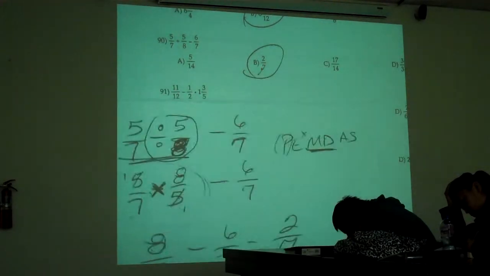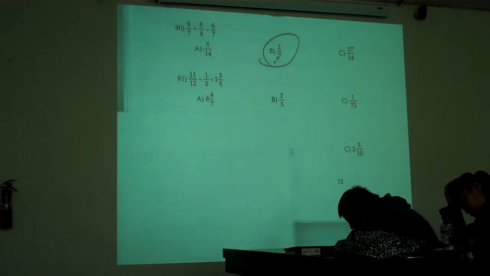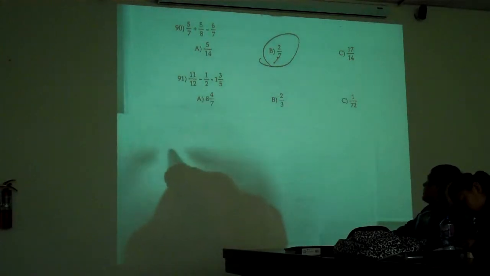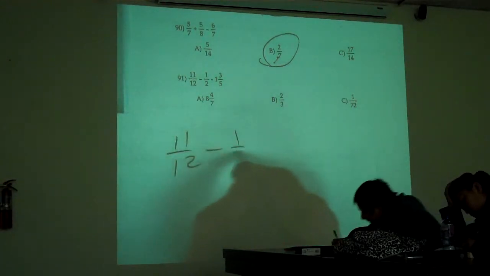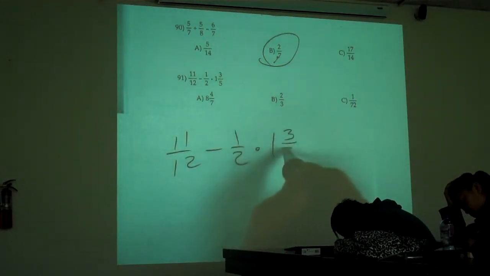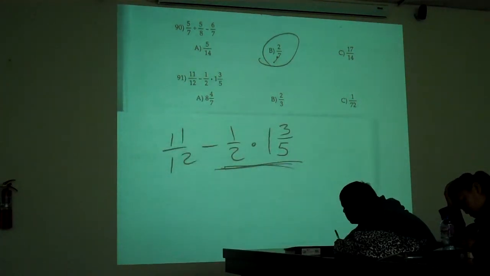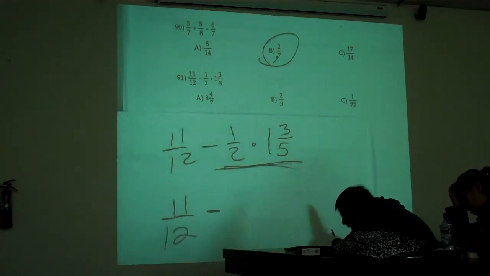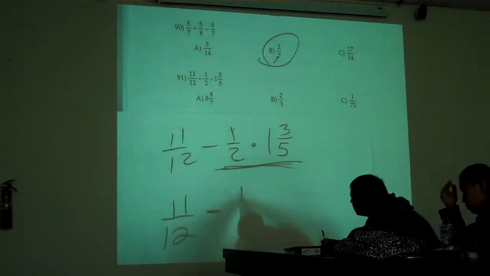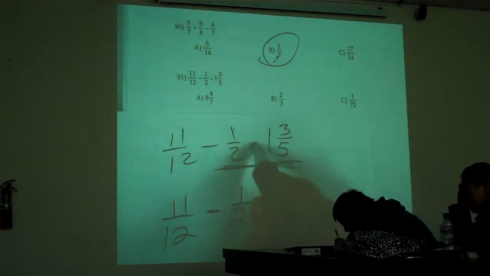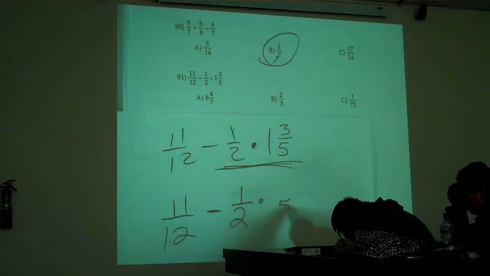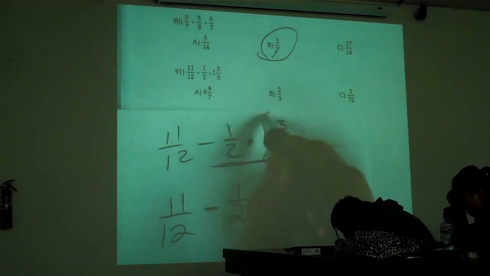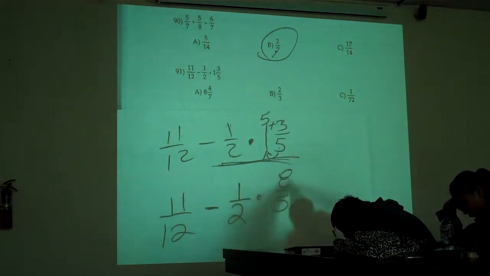The answer's right there. Okay, this one, what do we have to do first? We have 11 twelfths minus 1/2 times 1 3/5. We have to multiply first. So turn them to improper fractions if they're not already. This one's not improper, but we leave it. Times, leave the 5 on bottom. 5 times 1 is 5, plus 3 is 8.